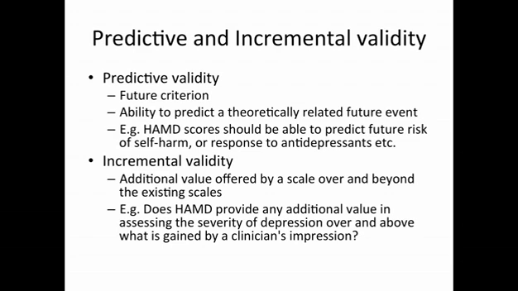For a scale to be useful, it is not just enough to show that it is as good as another scale. It is important that the new scale offers an additional value over and beyond the existing scales. Example, does Hamilton depression provide any more value in assessing the severity of depression in addition to what is gained by a clinician's impression? The answer for this question is offered by the measurement of incremental validity.